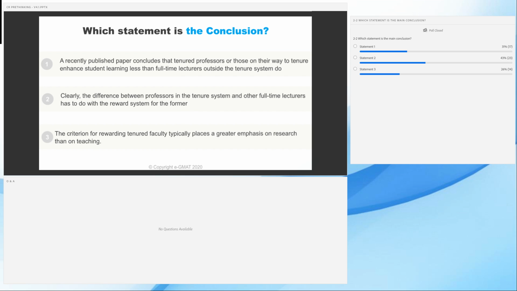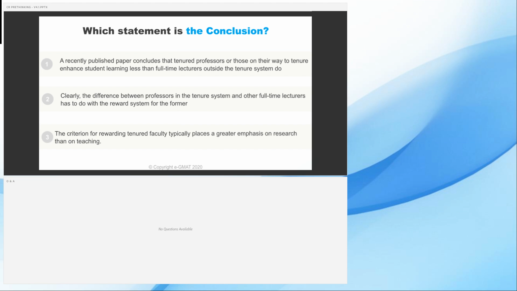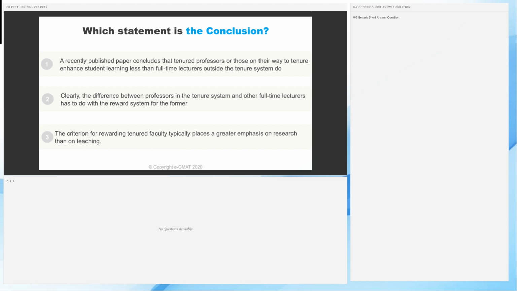Over here, a bunch of you think statement 3 is the main conclusion. Many of you think statement 1 is the main conclusion. Statement 2 is the correct answer. Okay. Let's talk about why statement 2 is the main conclusion, and then I'm going to tell you why statement 1 is not the main conclusion.